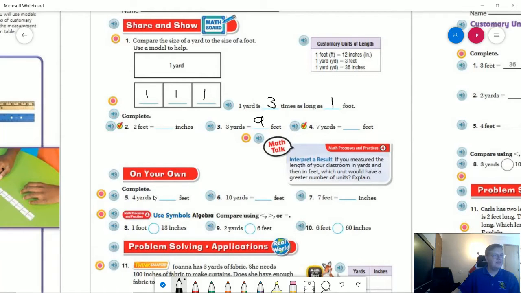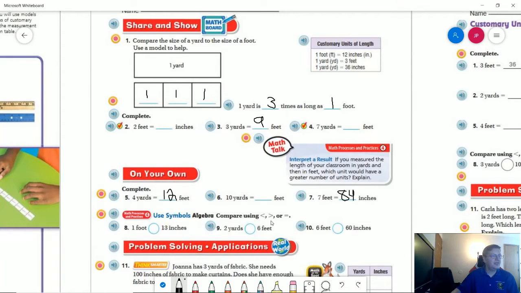Number 5, we can do the same thing. And for number 7, we can take our number of feet and multiply it by 12 inches. I want you to go ahead and look at both of those, and if you need to pause the video to do that, go ahead and do that real quick. Number 5 is going to give us 4 times 3, which is 12 feet. And then 7 times 12 is going to give us 84 inches.